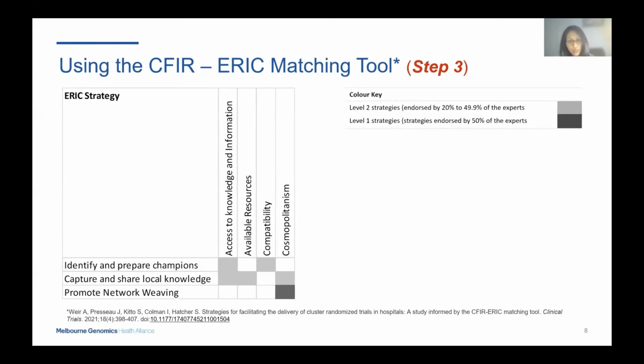Strategies not endorsed by at least 20% of experts as appropriate to address the associated CFIR domain were excluded from the final compilation of strategies selected for inclusion to address a specific challenge. And this approach allowed the qualitative insights gathered from the workforce to be used in co-design processes for intervention development in a rigorous manner, guided by the implementation science evidence base.